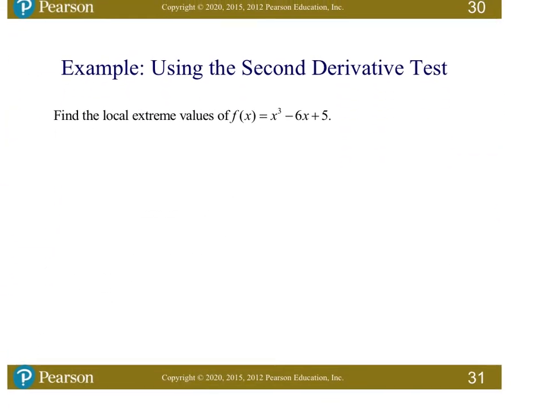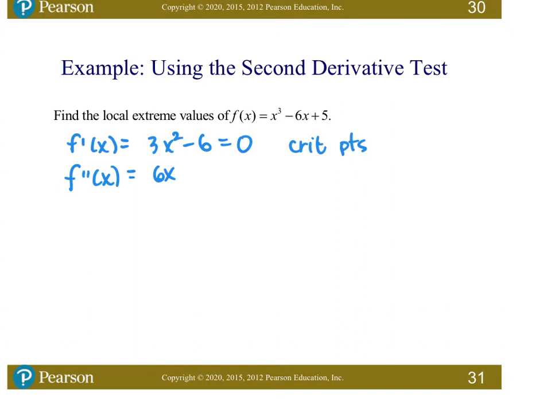So let's practice using the second derivative test. We need both the first and the second derivative, but we're only going to test the second derivative. So I need the first derivative: 3x squared minus 6. I need the second derivative, 6x. From the first derivative, I will get the critical points. Okay, the critical points are plus or minus rad 2.